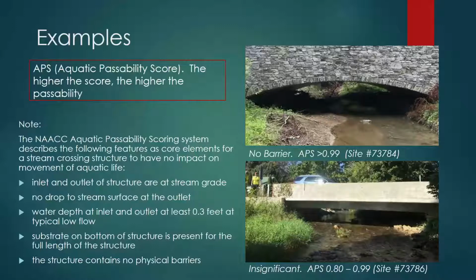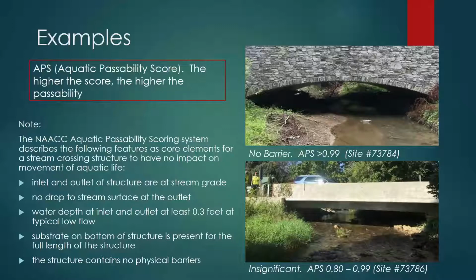The NAACC Aquatic Passability Scoring System describes the following features as core elements for a stream crossing structure to have no impact on movement of aquatic life. The inlet and outlet of the structure are at stream grade. No drop to stream surface at the outlet. Water depth at inlet and outlet at least 0.3 feet at typical low flow. The substrate on the bottom of the structure is present for the full length of the structure, and the structure contains no physical barriers.